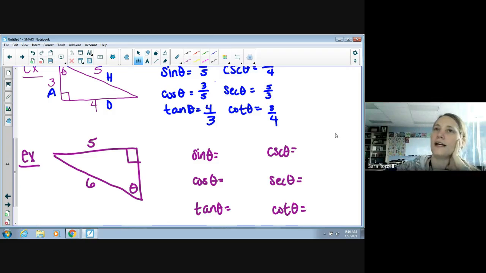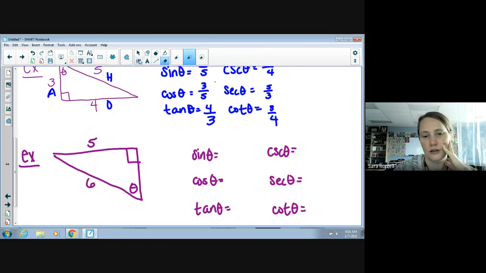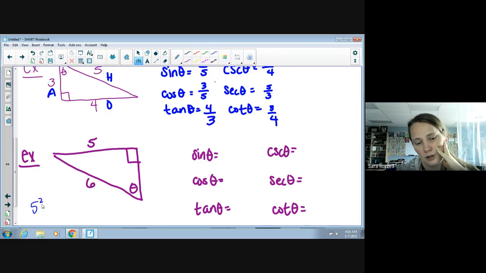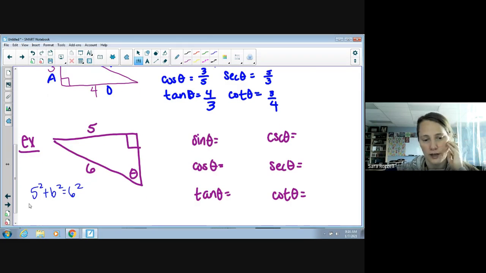All right, so before we can plug in our numbers into our trig ratios, we need to figure out what our remaining side is. We know that the Pythagorean theorem is a squared plus b squared equals c squared, and the c is always the hypotenuse. So I've got my a, I don't have my b, and I do have my c. So I would say 5 squared plus b squared equals 6 squared. Go ahead and write what these are squared.